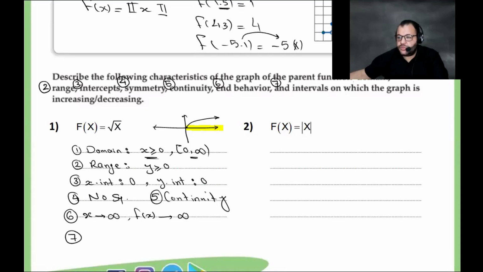The function is increasing from 0 to positive infinity.